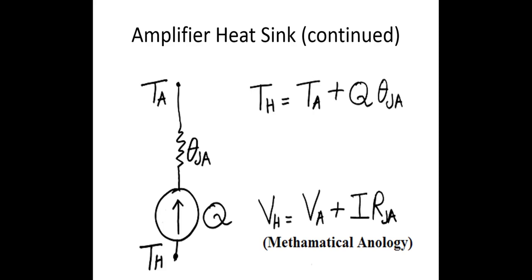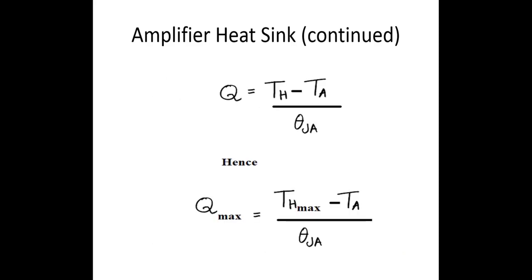Now this is a very interesting result. Let's see what information we can obtain from it. If we rearrange this equation, we get the heat flow equal to the difference between the junction temperature, TH, and TA, divided by theta J. Please keep in mind, TH here is the PN junction temperature, or the base-collector junction temperature to be more specific, where TA is the ambient temperature and theta J is the total resistance between the junction and the ambient environment.